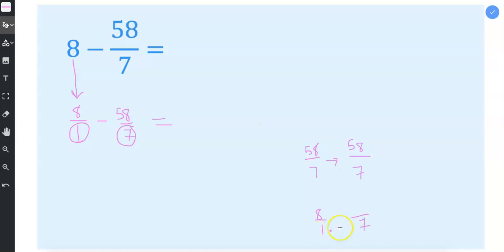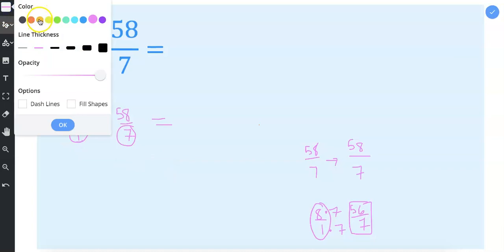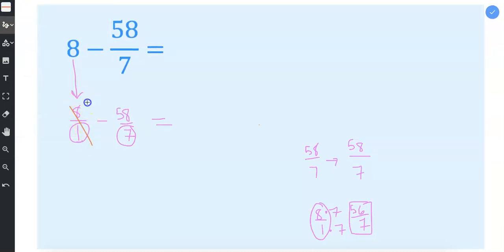To change the denominator from 1 to 7, I need to multiply 1 by 7. If I multiply the denominator by 7, I also must multiply the numerator by 7 to keep this fraction equivalent to the original fraction. 56/7 is equal to 8 over 1. So I can get rid of this 8 over 1 and replace it with 56/7. And then I'll copy down the subtraction sign and the 58/7.